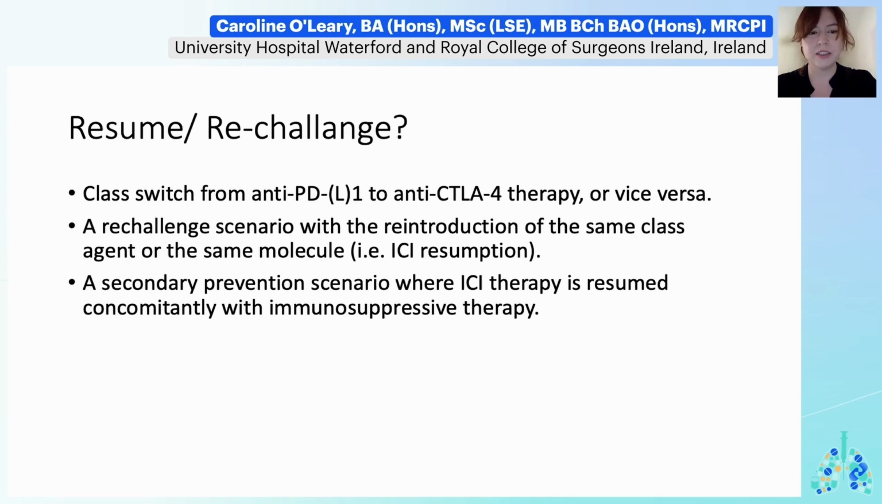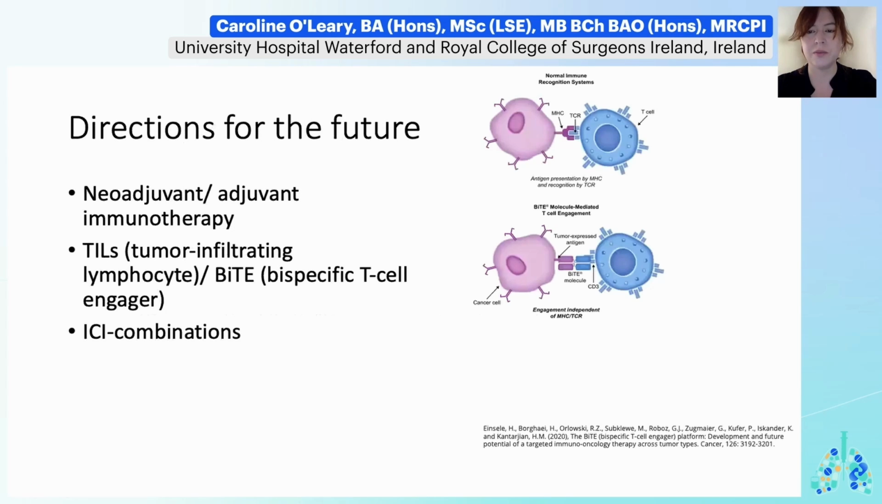The ESMO guidelines recommend potentially a class switch between drugs, or a re-challenge with the same class of agent, with very, very close monitoring. Under investigation is secondary prevention, where the immune checkpoint inhibitor is resumed with, let's say, a low-dose steroid for concomitant immunosuppressive therapy, but this is still very much under investigation.